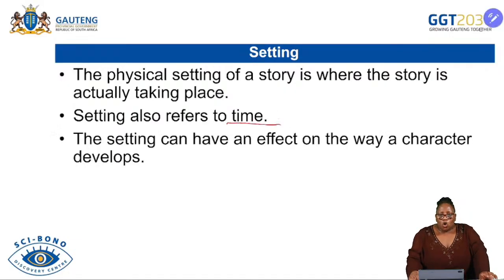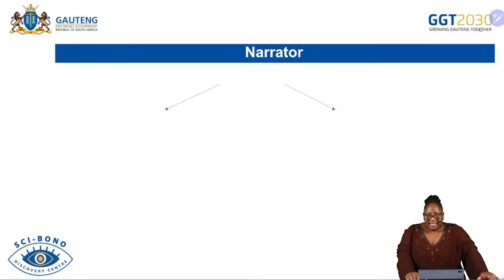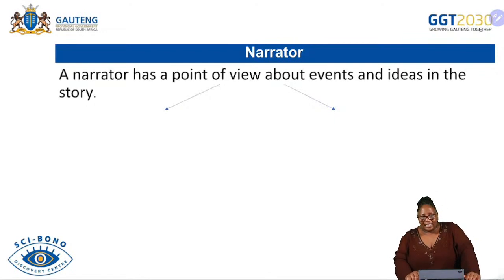And it also refers to what? To the way a character develops. So when you start reading and you check on the setting, you must remember that you will be asked questions on where and when, where the story takes place, and what was happening in the story.